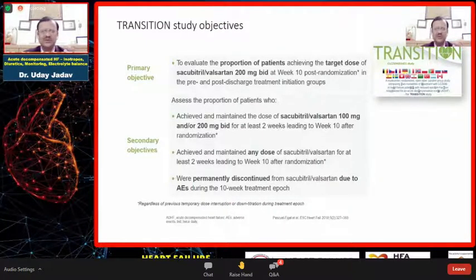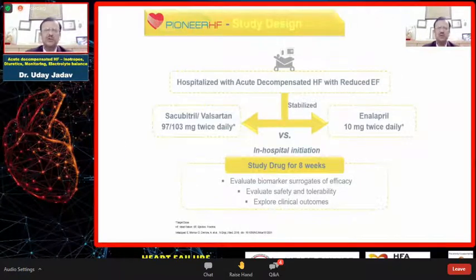Now, this is a couple of years since the slides are on. TRANSITION and PIONEER tried to look at, can you achieve the target dose at 10 weeks post-randomization? Yes, of course. A majority of the patients could maintain it for at least 2 weeks, leading to 10 weeks after the randomization. There are very few patients who went off the shelf. And also, the biomarkers, NP, got so much better and lowered. Safety and tolerability were better over 8 weeks.